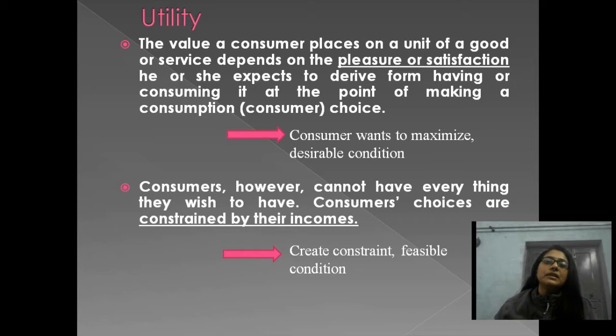Utility is nothing but the pleasure or satisfaction which a consumer expects to derive from having or consuming a good in a certain period of time. The consumer wants to maximize utility, so it is a desirable condition to achieve a higher amount of utility. A rational consumer always tries to maximize their utility level. And there is a feasible condition which creates a constraint, that is called the income bar. Income creates a limit to utility maximization. It creates a barrier, right?